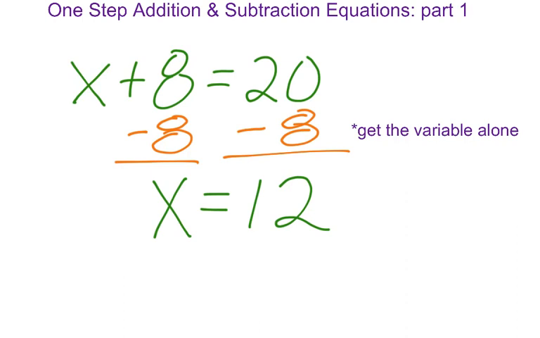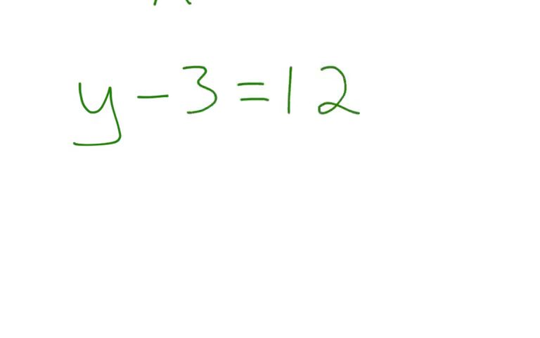So showing what you take away from both sides of the equal sign in order to get the variable alone, that is the key to solving these equations. Now for a subtraction equation. So let's say, for example, we have y minus 3 equals 12. If you put some thought into this, you'll probably realize you've got something, take away 3 to get 12. So some of you have already figured out that y has got to be 15.